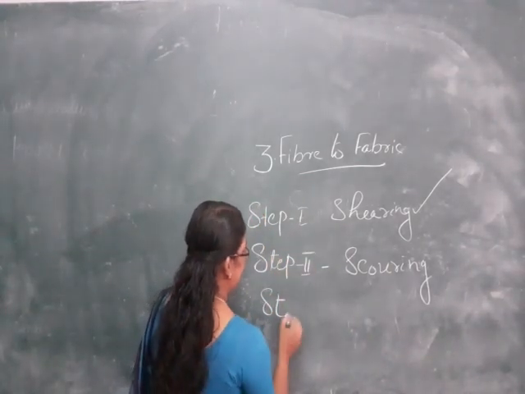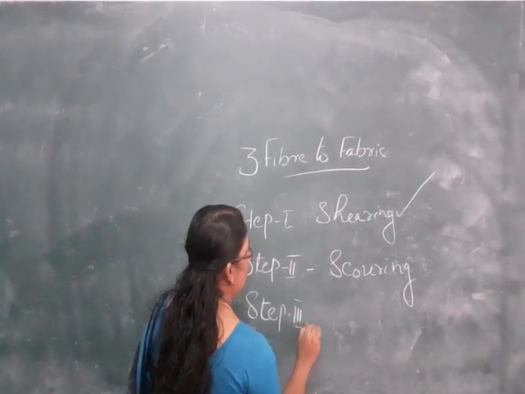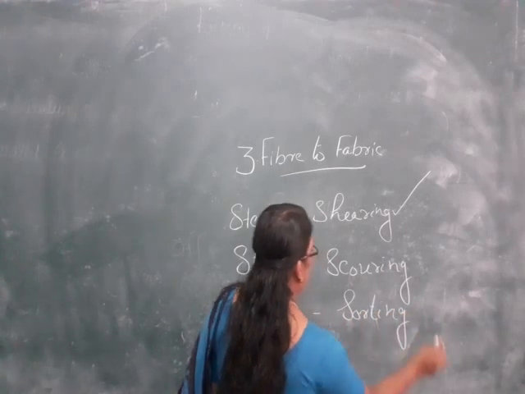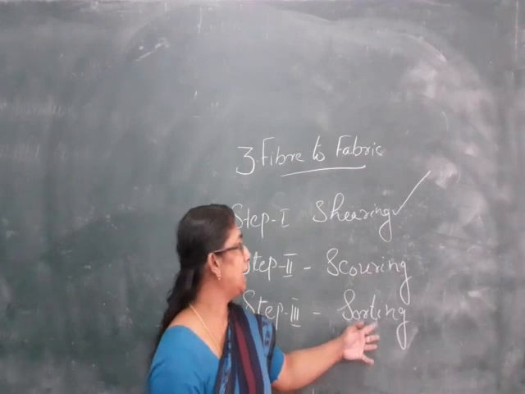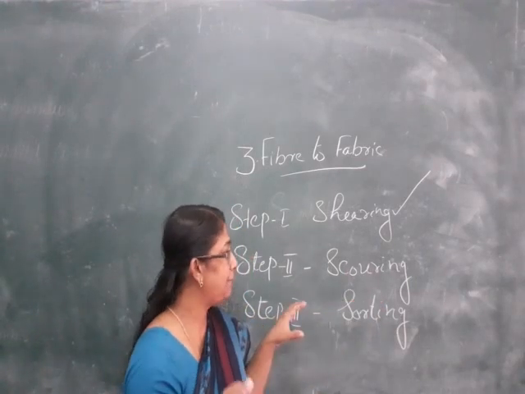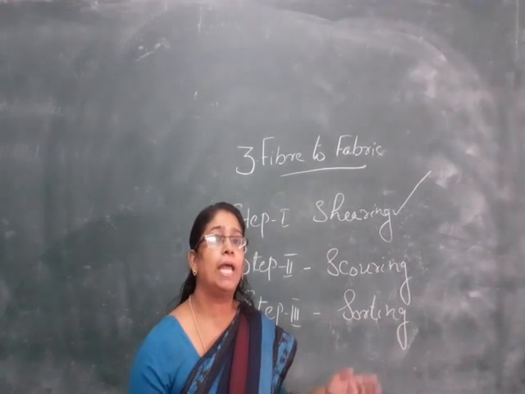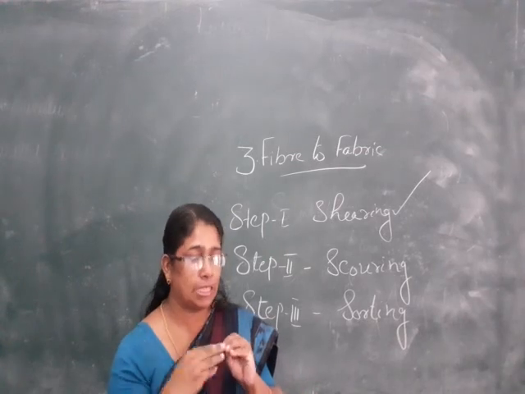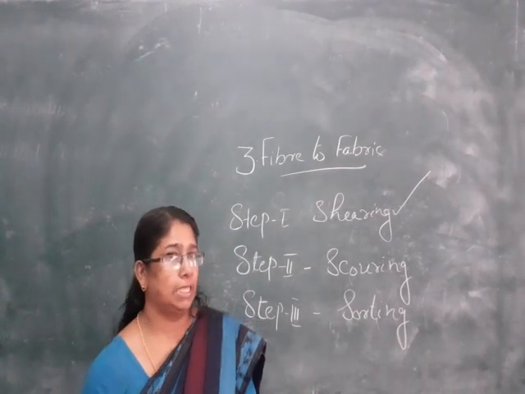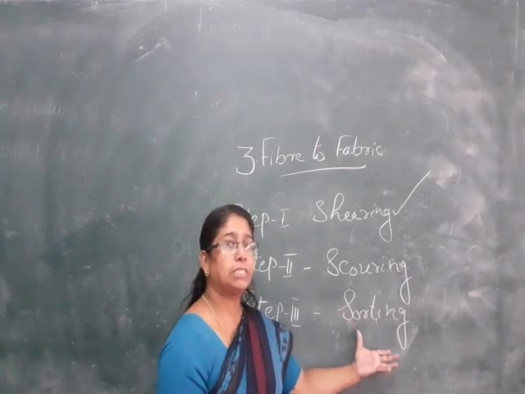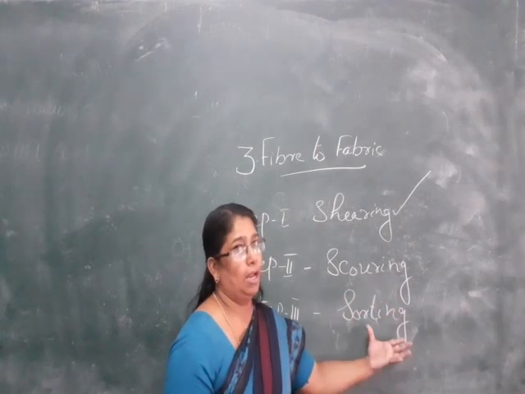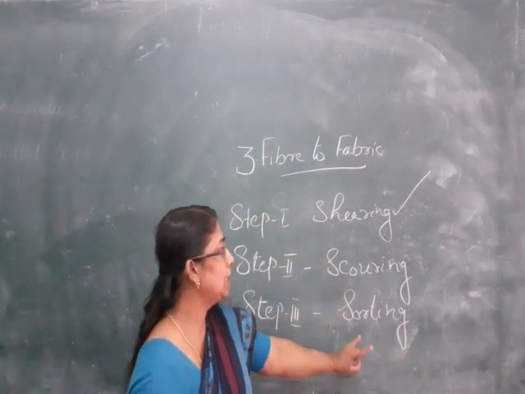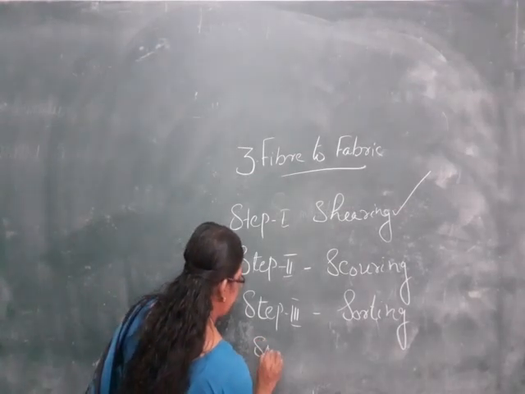Then step 3. What is step 3? Sorting. So what is sorting? Sorting is, after scouring, we are separating the wool according to their nature, texture, color and everything. Okay, some are very good, some will have problems. So according to their texture and nature we are sorting the fur, and that process is known as sorting. Step 1 shearing, step 2 scouring, step 3 sorting. Now step 4.